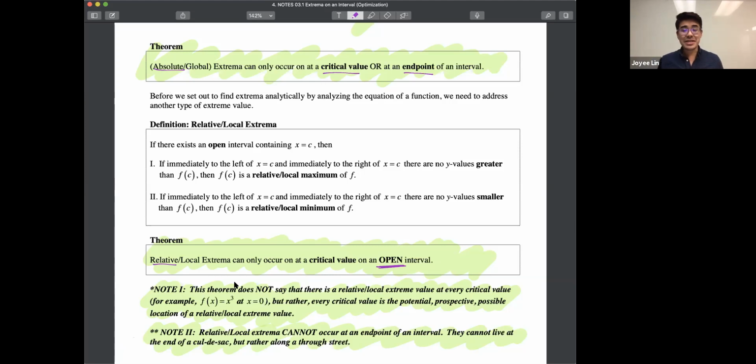Okay, so look at the notes. This is not to say that there is an extremum at every critical value. For example, you could have the cubic function. If you were to take the derivative of the cubic function, you'd find that this is a critical value, but that's not a max or min, that's actually a point of inflection. But remember that critical values can represent maxes, can represent mins. And then just remember that relative and local extrema cannot occur at the endpoint of an interval.